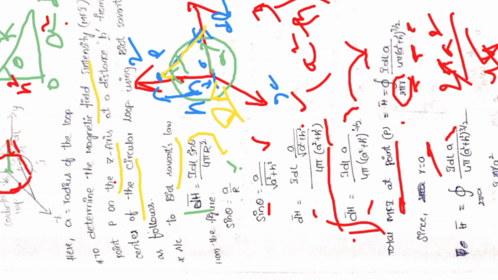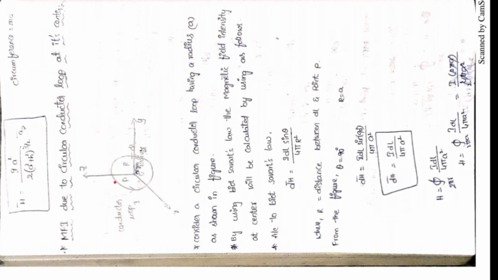Therefore H bar equals I a square by 2 into a square plus h square power 3 by 2 in the z direction, where the circumference of the circle is 2 pi a.